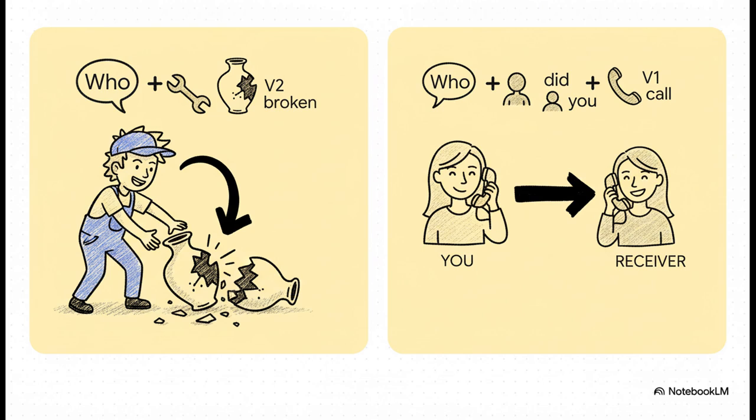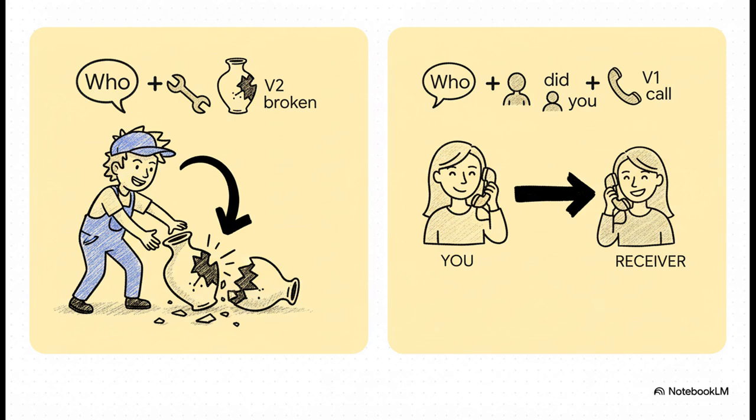And here it is, the aha moment. It all comes down to what job who is doing in the sentence. On the left, in who broke the glass, we're asking for the subject. Who is the person doing the action? When who is the subject, you do not use did. The structure is super simple. Who plus the past tense verb.